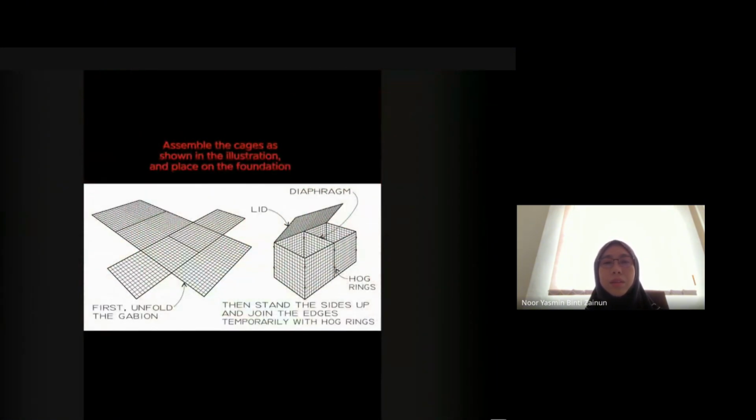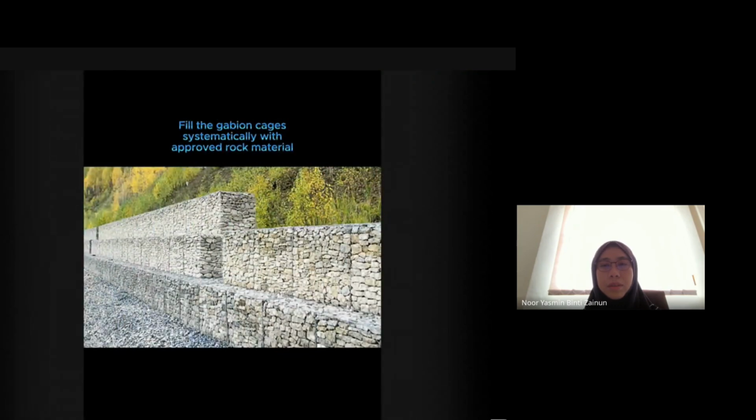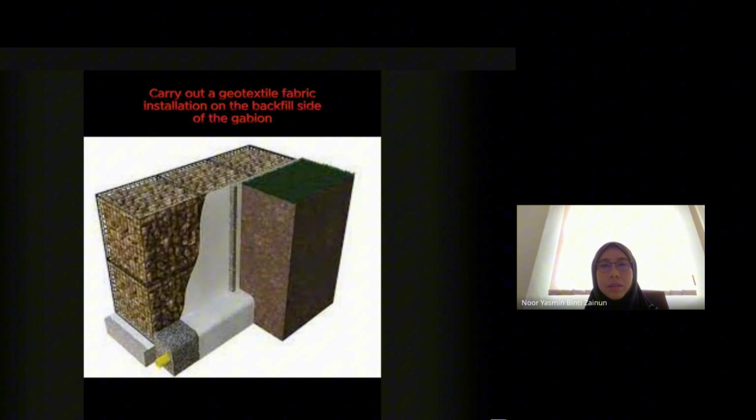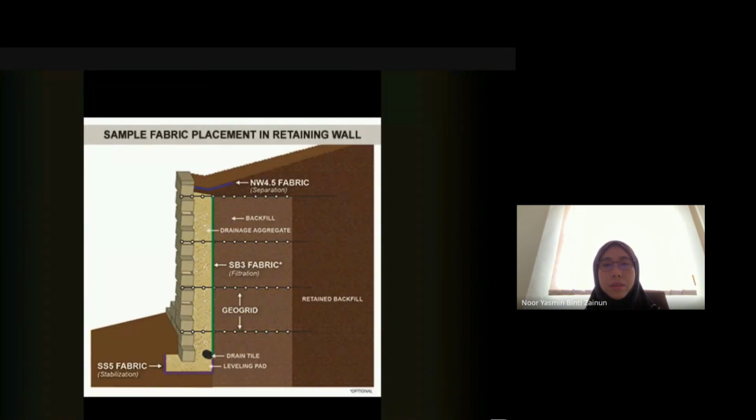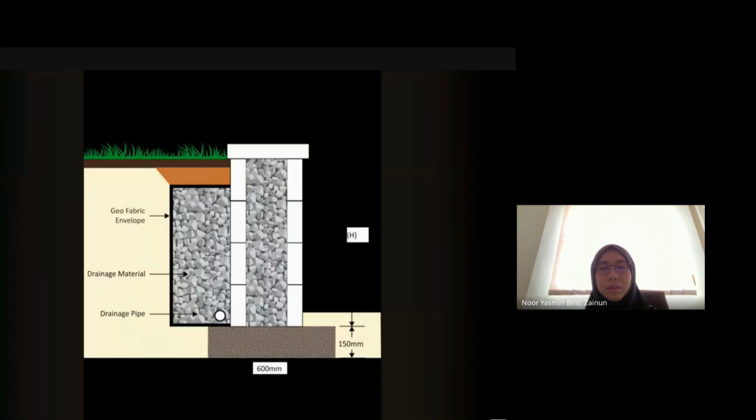Assemble the cages as shown in the illustration and place them on the foundation. Staking of the gabions may be done to maintain the established proper alignment prior to the placement of rock fill. Fill the gabion cages systematically with approved rock material. Carry out a geotextile fabric installation on the backfill side of the gabion. Geotextile will prevent clogging and allow water to get through a gabion wall. This will ensure reduction of pore water pressure on the gabion retaining wall.